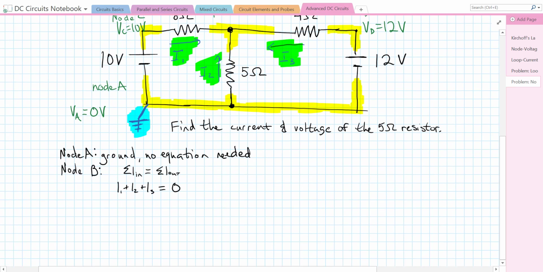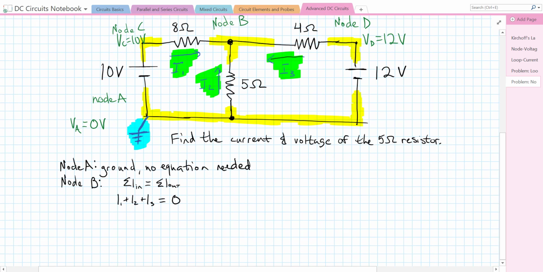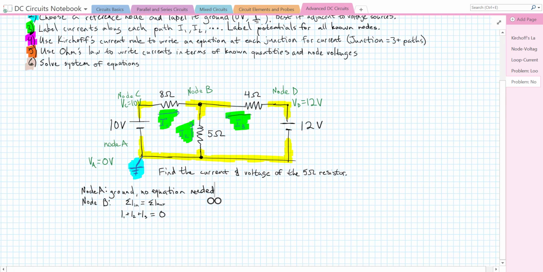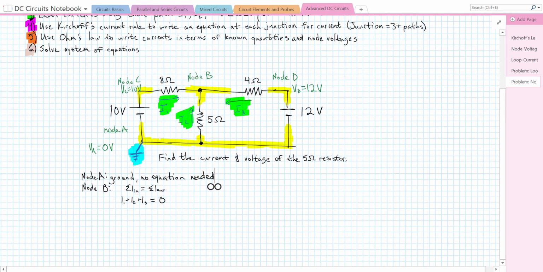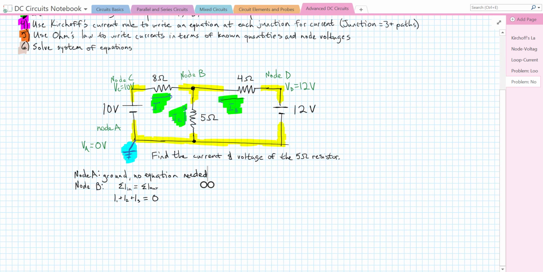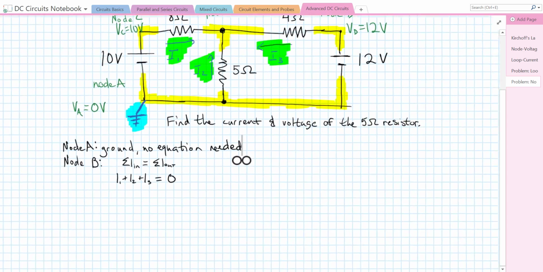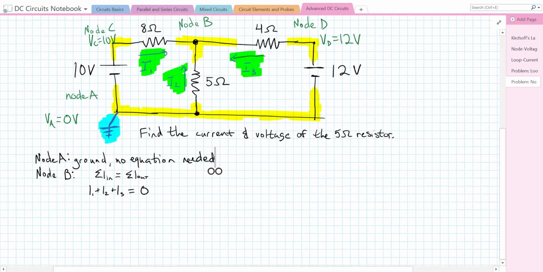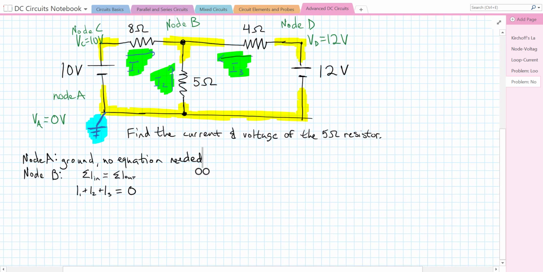Now what I'm going to do is rewrite all of these currents. This is the next step, step 5. I'm going to use Ohm's law to rewrite all these currents in terms of my known quantities and my node voltages. So we know that current is equal to voltage over resistance. So let's look at the voltages here in terms of the node voltages and the resistance. I'm also going to label node B VB for this one.